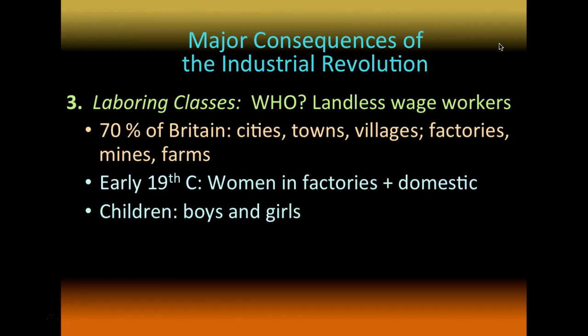Starting in the early 19th century, so the early 1800s, women start to work in factories and in the domestic sphere as servants for other people. And we're talking about the laboring classes, or the lower class, to put it in other terms. We also have children, boys and girls, who are starting to work in factories as well.